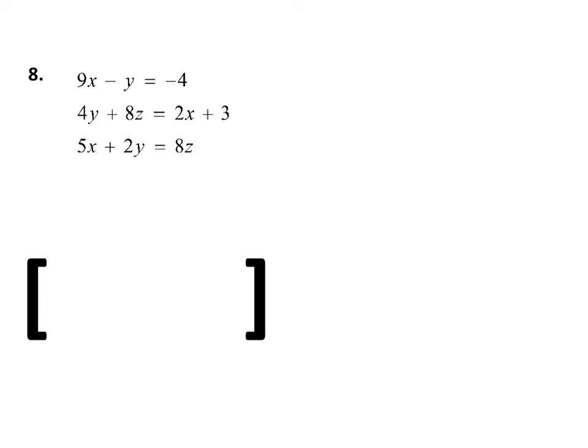Here's what we should have gotten whenever we rewrote the system. This should be 9x minus 1y plus 0z's equal to -4. Now, again, I told a few people this. You didn't have to put this for it to be considered correct, but I like seeing the 0 because it helps us remember what's supposed to be there.